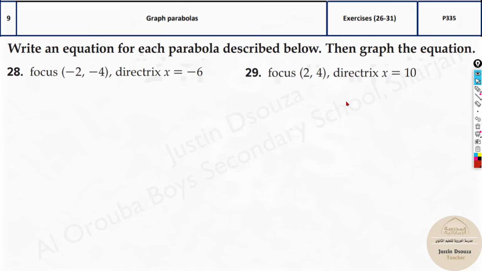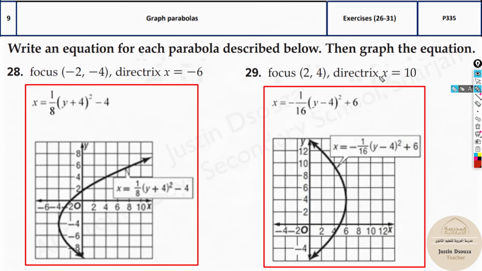So now let's look into the options over here. First of all, you have been given the focus. Let's draw a focus point. Where is it? 2, 4 is over here. And the directrix is at x equals 10. I will not draw an entire line, I'll just draw somewhere over here. This is the 10 line. And same thing over here, x is minus 6. And where is minus 2, 4? It's over here. So that's the line.